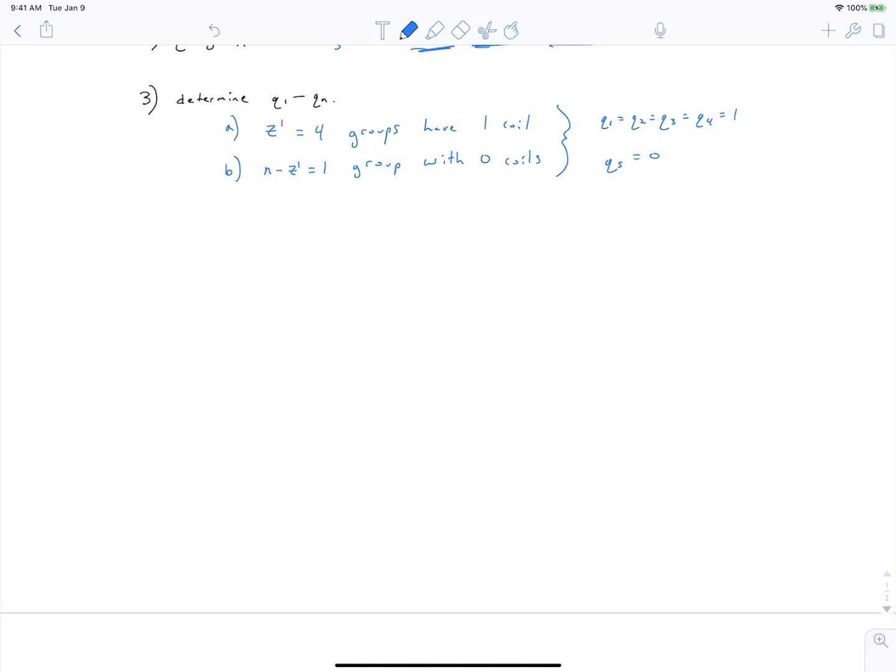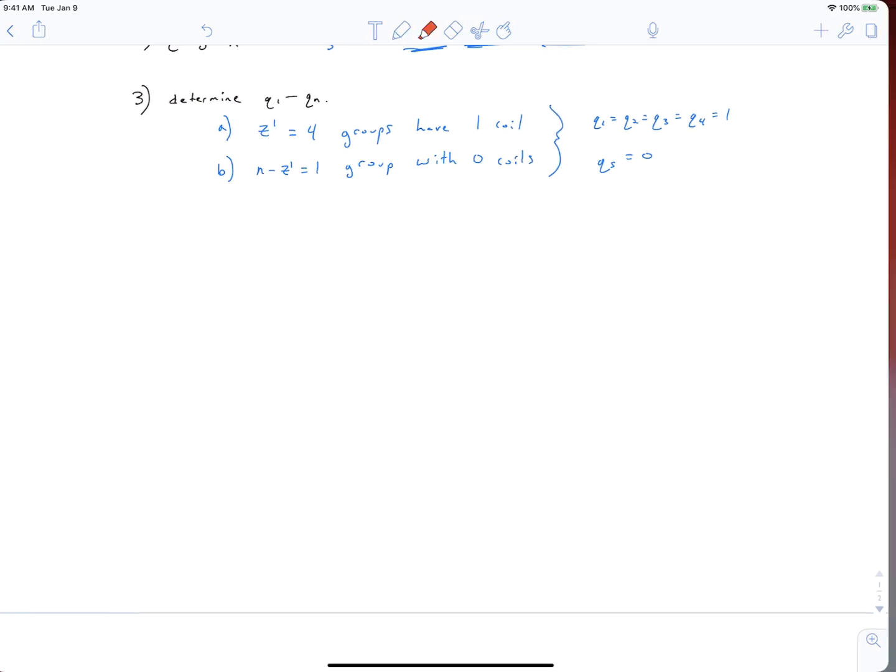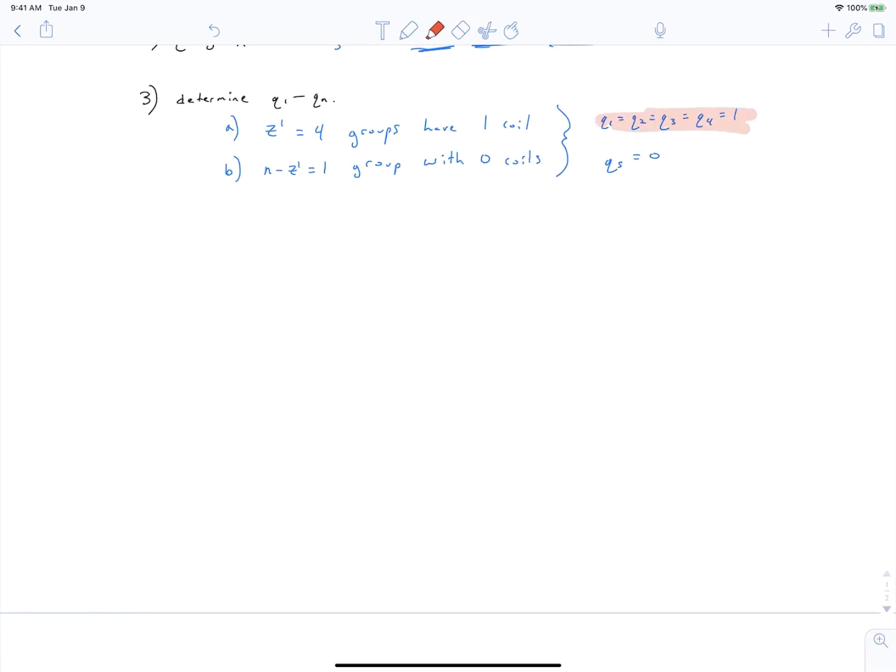And so here you can see that I have determined that we should have 4 coil groups with 1 slot, or 4 phase zones with 1 slot, or 4 coil groups with 1 coil, and one coil group with 0 coils, or one phase zone with 0 slots. And remember that we had this rule of thumb that this should alternate as frequently as possible.